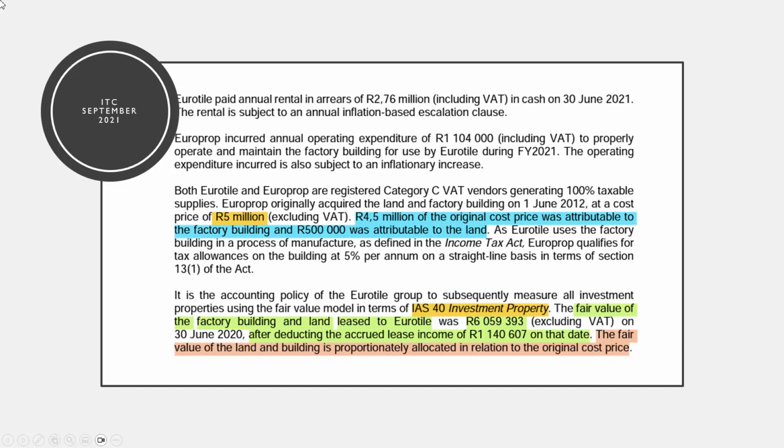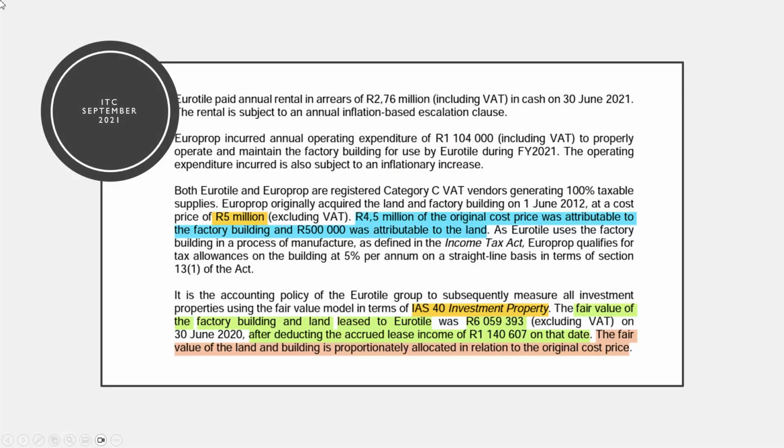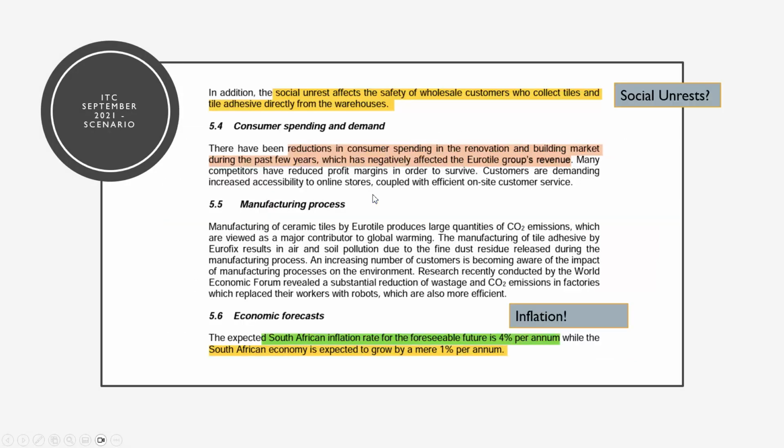Then here we're told that Eurotile paid annual rental in arrears of 2.76 million, including VAT, on 30 June 2021, where the lease commenced. So what would this be? This would be a future cash inflow because we are Europrop. Remember, we are Europrop, and Eurotile is leasing from us. So strip out the VAT. The rent is subject to an annual inflation-based escalation clause. So now we know escalation is going to be at 4% per annum. This, as I said, is basically there just to confuse you.